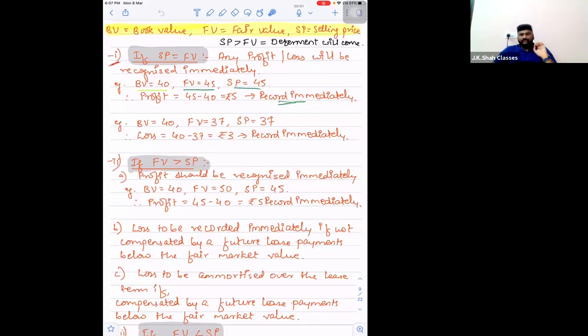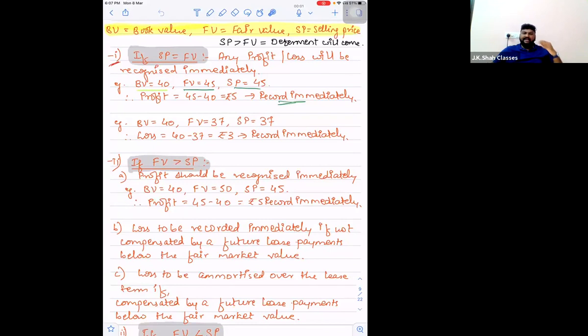So, sir, in this loss arises means fair value is greater than the selling price. How loss will arise, sir? Because the book value will be greater than the selling price, right, sir? Exactly. So in the third point, sir, the loss in the second point we don't amortize the loss. In the third point we amortize it. Yes. Where we get it cheaper.